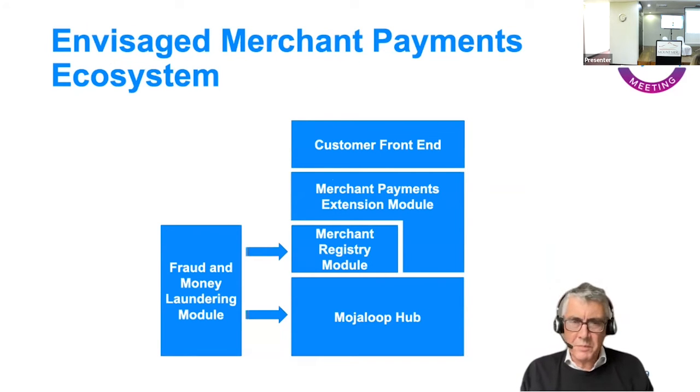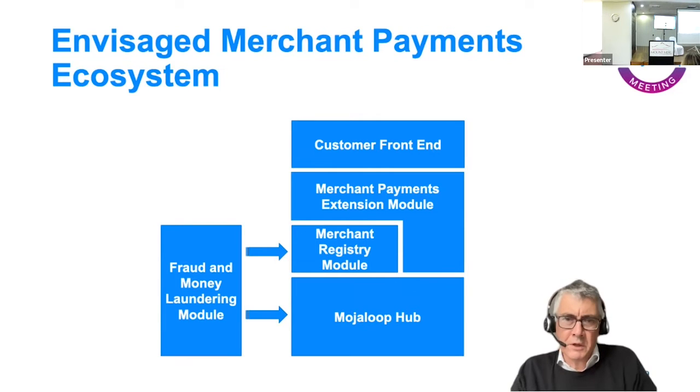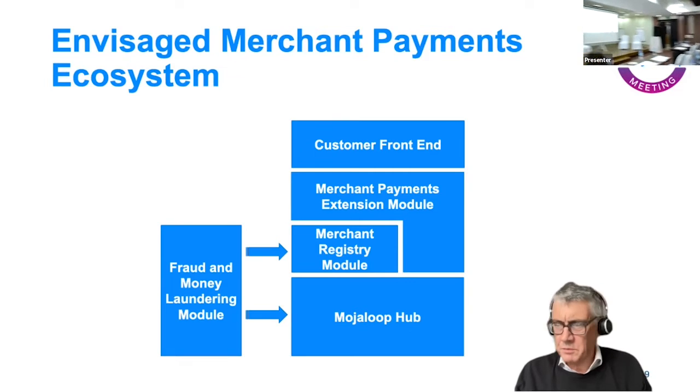So this is the merchant payments ecosystem we ultimately envisage. There's a Moduloop hub at the bottom, of course. There's a merchant registry module which sits on top of it. There's the payments extension module, which uses both the merchant registry and the Moduloop hub. And on top of that, enabled by all of this, is the customer front end. And the fraud and money laundering module is at the side. It monitors and can also, in principle, disable a particular merchant if they're found to be operating fraudulently or operating a money laundering scheme of some sort. So that's where we want to get to, but we're not there yet.